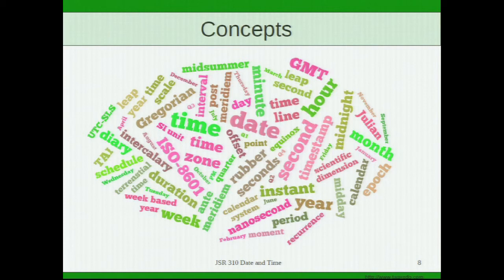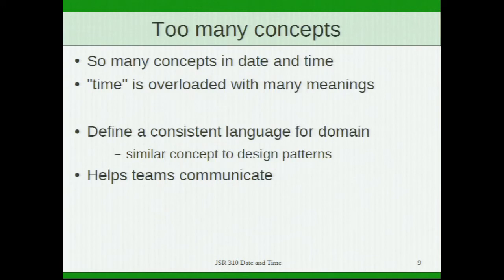You can easily get lost in the number of different ways that the word time can get overloaded. Time itself just has so many meanings. So part of what the JSR is trying to do is define a domain language for dates and times, so that if people talk about a particular word, we know what they mean.